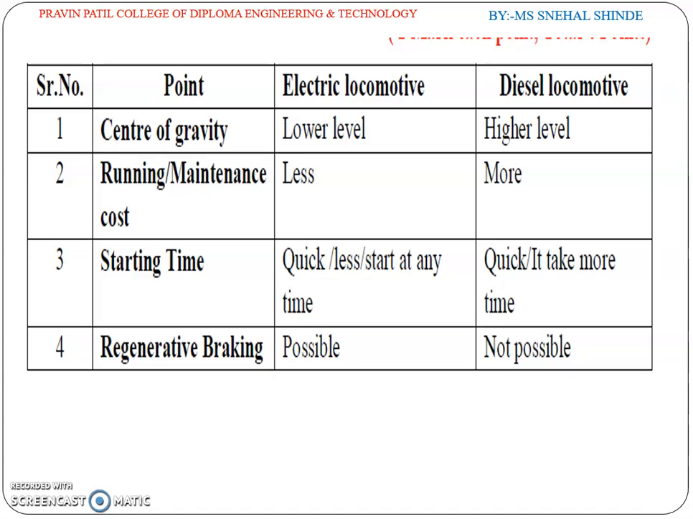On the basis of the points, first is the center of gravity: lower level and higher level. The running or maintenance cost is less in the electric locomotive and more in the diesel locomotive. Starting time: quick or less, can start at any time, and in the diesel locomotive it takes more time. Fourth is regenerative braking, which is possible, and for the diesel locomotive it is not possible.